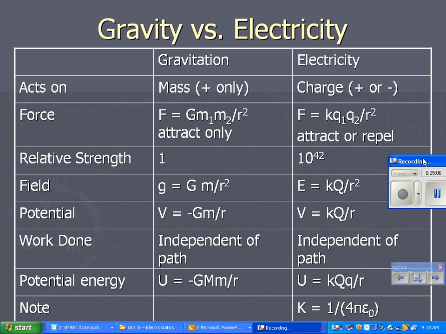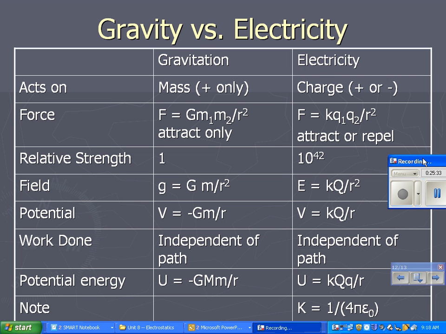Let's figure out field strength. Gravitational field strength is GM over r squared. Electrical field strength, kQ over r squared. Very similar. Potential, this idea of how much energy is stored in the space. Gravitationally, it's negative GM over r. Electrically, it's kQ over r. Again, very similar equations. The work done in moving an object through a potential is independent of the path taken.